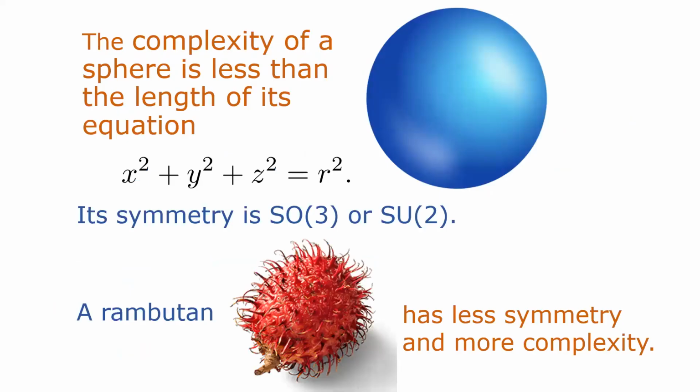Another example is the complexity of a sphere. That's something like the length of this equation, and its symmetry can be described, mathematicians describe it in terms of the group SO3, and physicists sometimes use SU2. On the other hand, a certain fruit called a rambutan has less symmetry and more complexity than a sphere. So these examples illustrate that simplicity and symmetry are related. Things that are really simple are typically symmetrical.